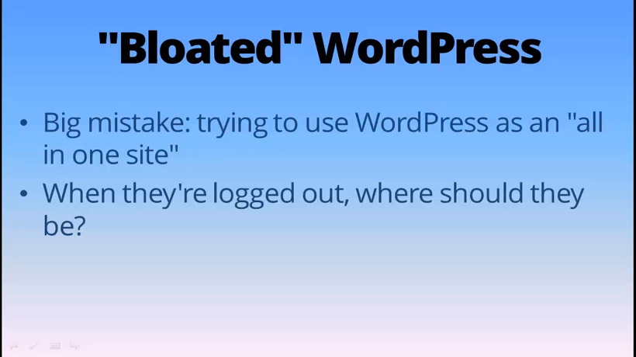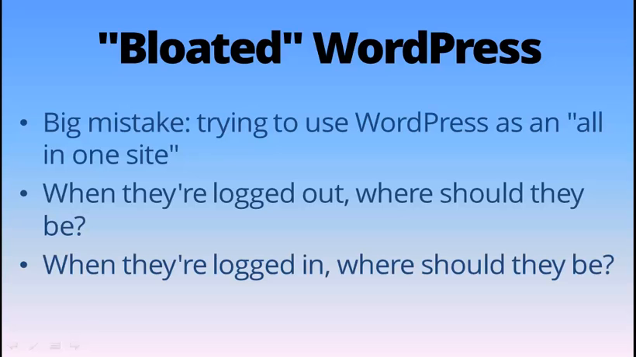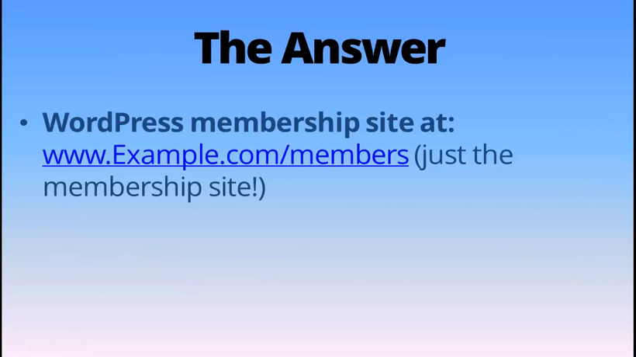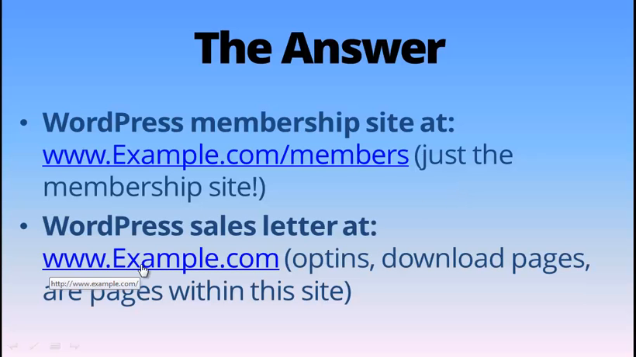So my question is, when someone's logged out of your site, where should they be? When someone's logged into your site, where should they be? Here's the answer: if you have a backend membership site, that's its own WordPress installation. So we have papertemplate.com/members. That's just our membership site, just one site to go to and one site to log in at. But our sales letter is at our .com name, and that's it. That was a big help for me, drawing the line there.